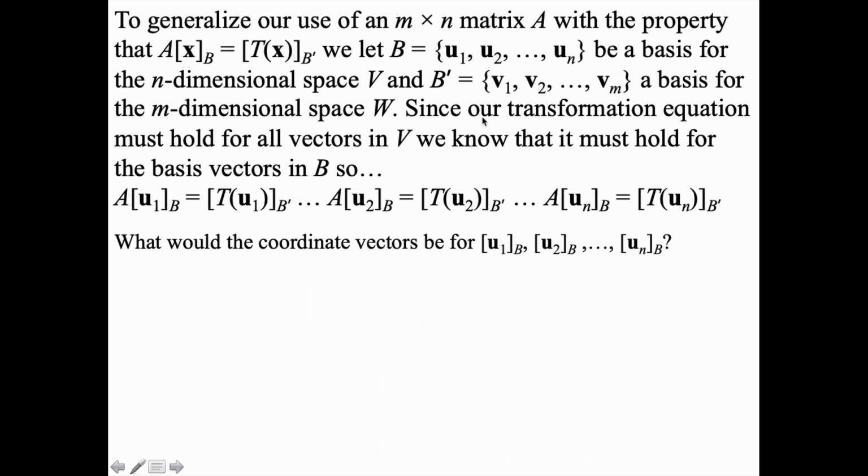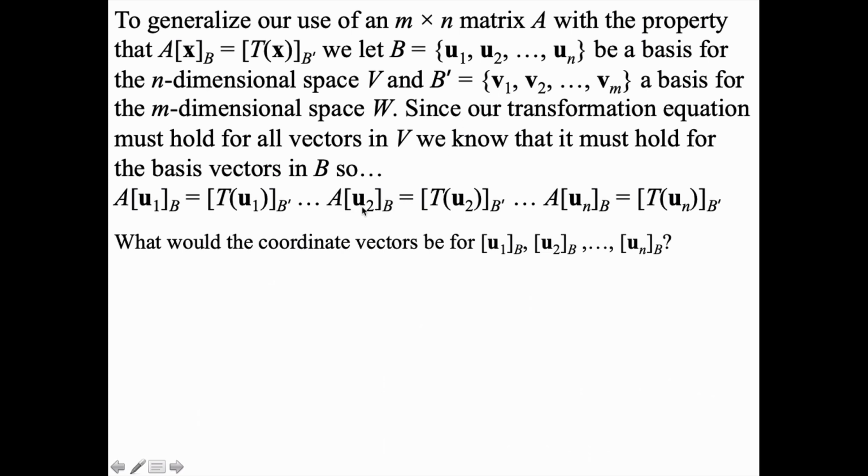And since our transformation equation must hold for all the vectors in vector space V, we do know that it has to hold for the basis vectors, right? The vectors that actually form a basis for each vector space. So we could say that A times the first basis vector, u sub 1 relative to basis B, would equal the coordinate vector T of u sub 1 relative to B prime, the basis here for W. And on you would go.